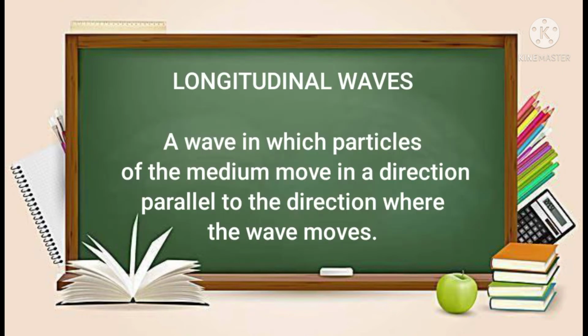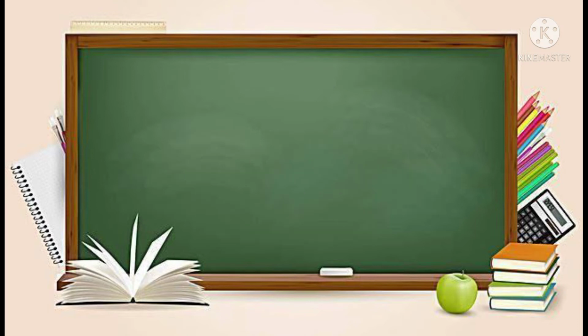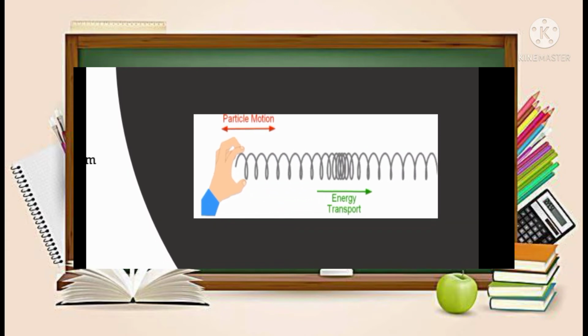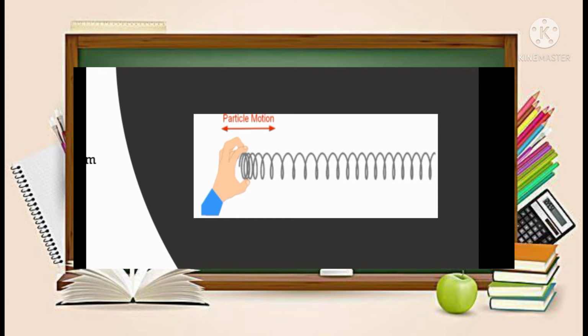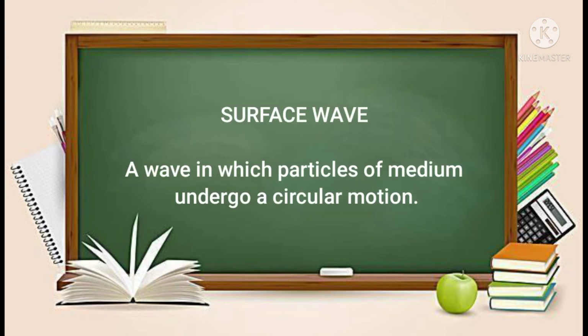Next is the longitudinal wave, a wave in which particles of the medium move in the direction parallel to the direction where the wave moves. Example of this is the wave in the slinky or a sound wave. And lastly, the surface wave, a wave in which particles of a medium undergo a circular motion.